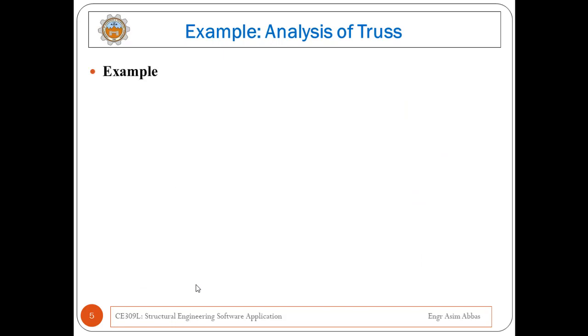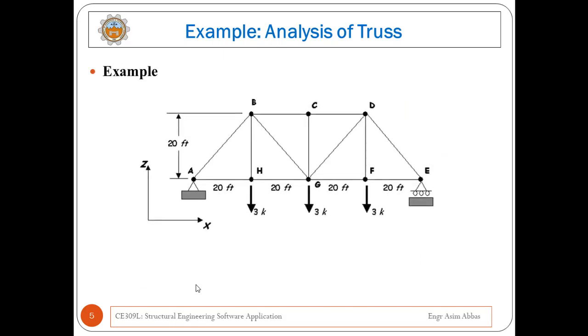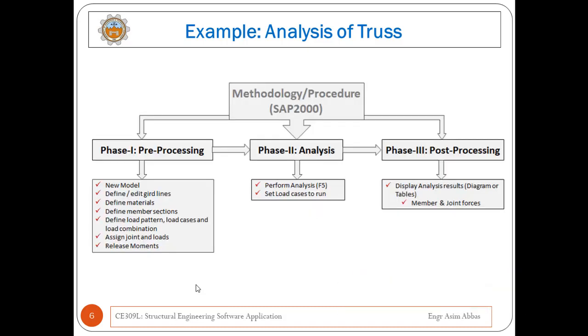Okay, now I will consider a truss example given below, and I will discuss the different steps involved to analyze it in SAP2000. Truss can be solved in SAP2000 by following the steps given in phase 1, phase 2, and phase 3, right? Now I will explain all three phases step by step in upcoming slides.